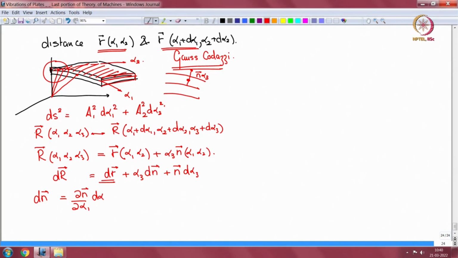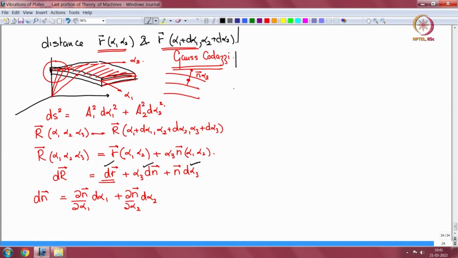d alpha 1 plus del n by del alpha 2 d alpha 2. Okay, so this part is known from the previous situation, this part we just wrote, and n is the local normal; we move d alpha 3 in the local normal distance, direction.